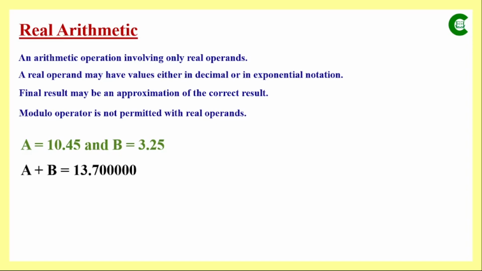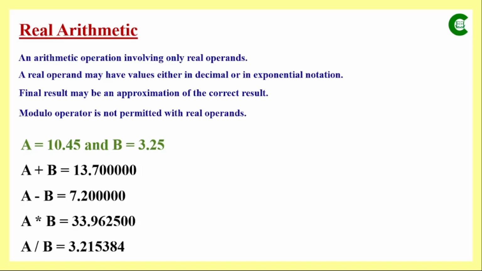Now if we perform addition, that we can do easily, and this is the result, subtraction, multiplication, and this is the result of division. And in this type of division where both the operands are real, the result will also be real or decimal. So this time it will not be integer. So it will not truncate the whole decimal part. It will only truncate the digits that it cannot accommodate as per the data type that we have used.